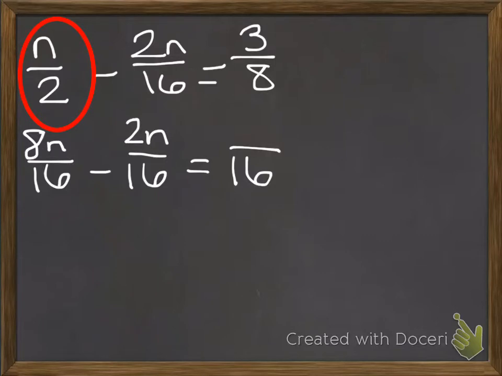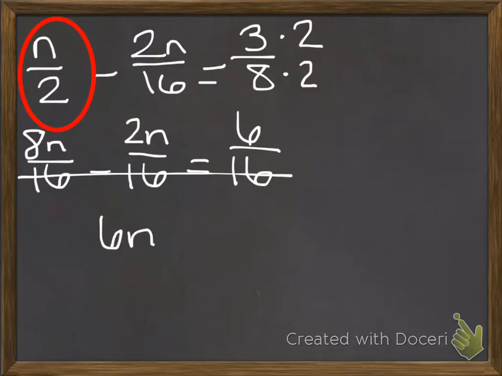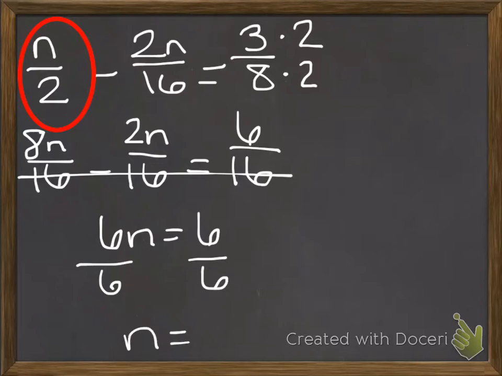All right? And then our answer, 8 in the denominator. To get it to 16, you have to multiply by what? 2. So you multiply the top by 2. 3 times 2 is what? 6. All right, so now once you have it all converted, drop your denominators and solve. 8n minus 2n, 6n equals 6, and then you solve. n equals 1.